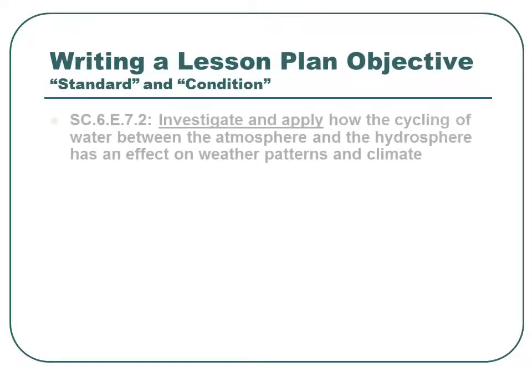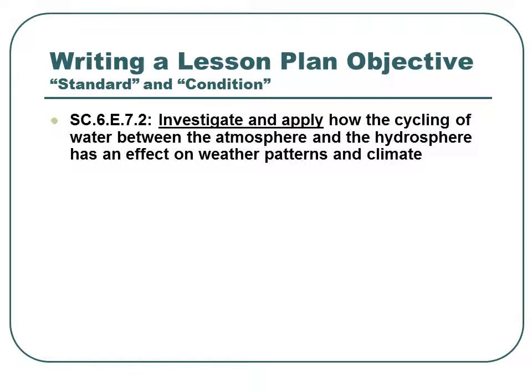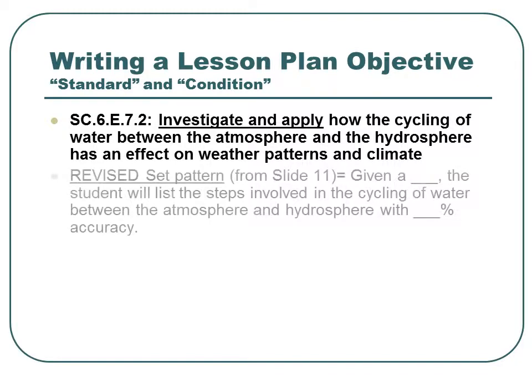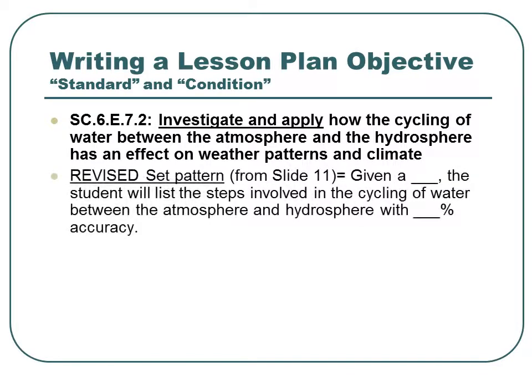Our Sunshine State Science benchmark description reads, investigate and apply how the cycling of water between the atmosphere and the hydrosphere has an effect on weather patterns and climate. So far, we have written this: Given a blank, the student will list the steps involved in the cycling of water between the atmosphere and hydrosphere with blank % accuracy. It's time to fill in the remaining spaces.